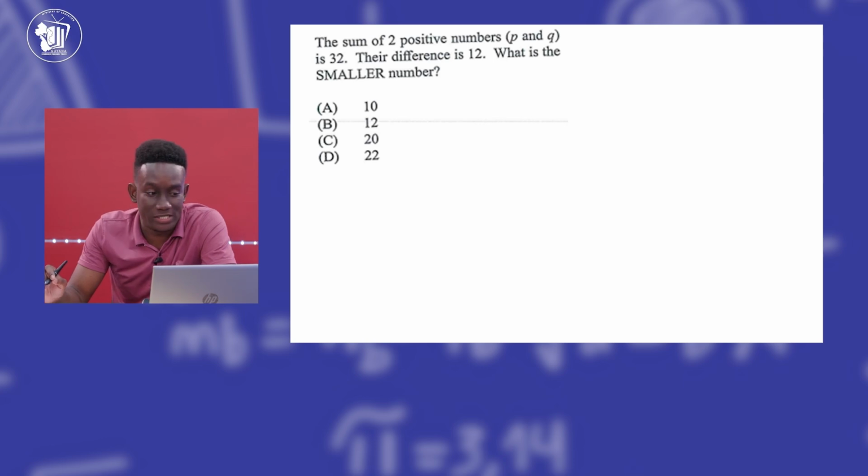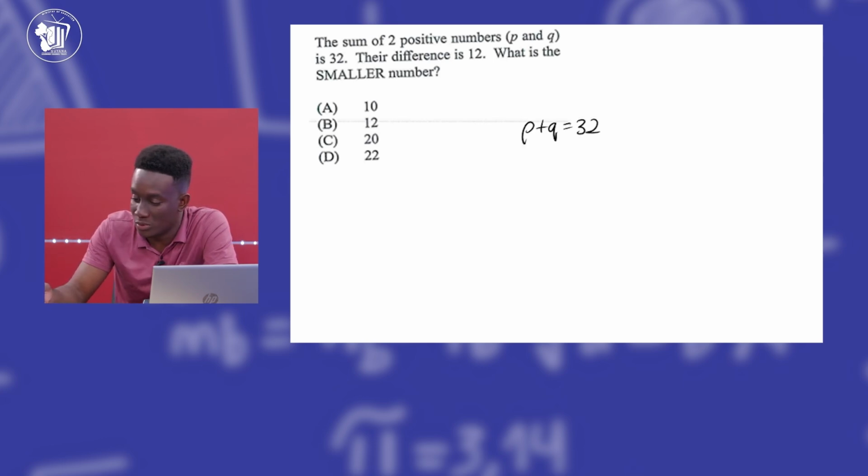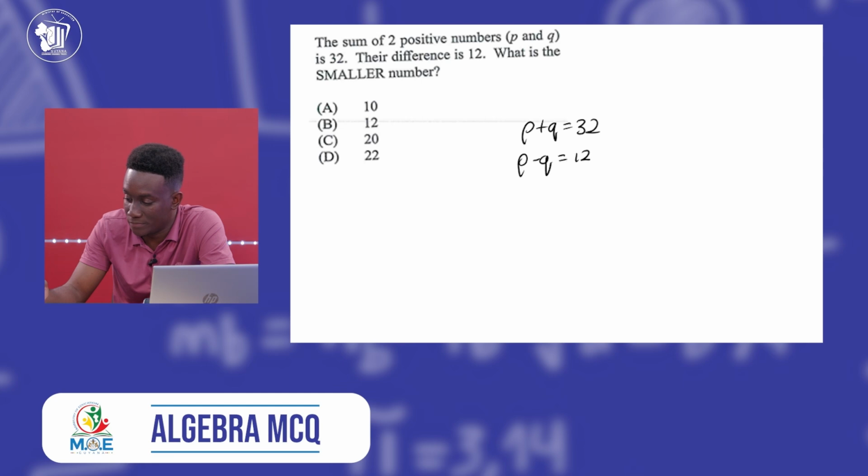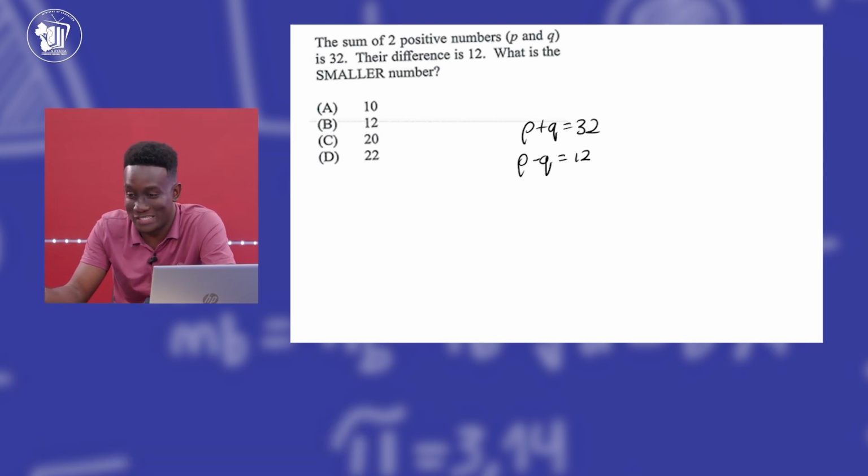So the next question says, the sum of P plus Q is equal to 32. Their difference is 12. So P minus Q is equal to 12. What is the smaller number? So we have a simultaneous equation we want to solve here. So we can do the method of substitution, or we can do the method of elimination. So let's do the method of elimination, so that looks easier.